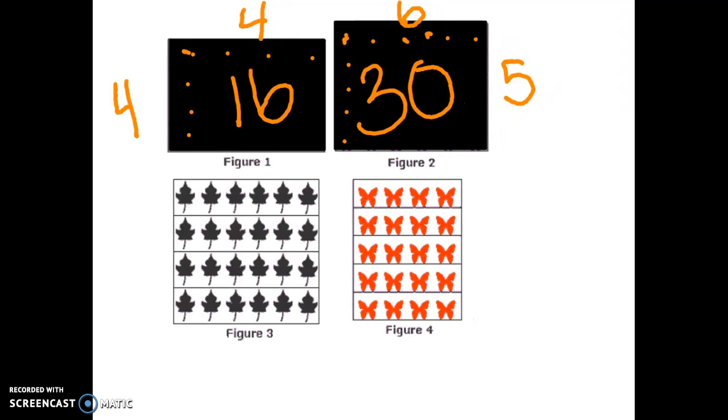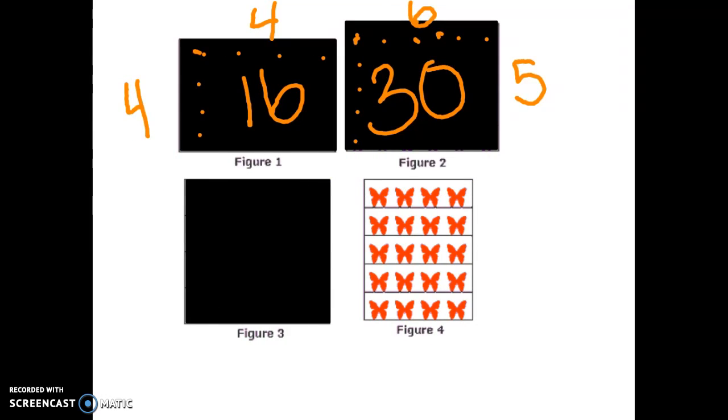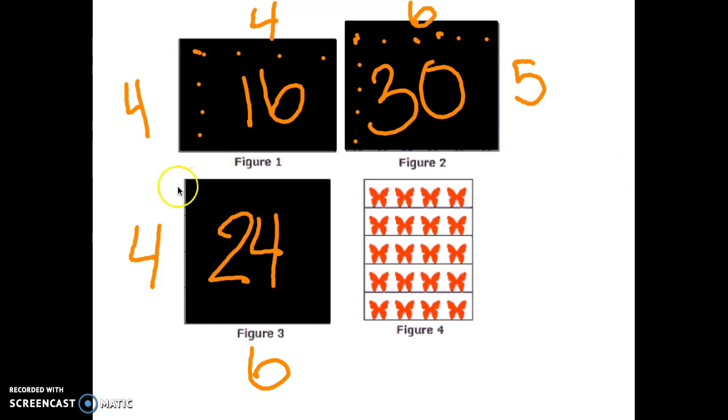So, same thing here. I'm going to go ahead and hide it. Tell you that it is 4 by 6, for, I think there were leaves. You're going to tell me how many leaves are behind this black square. Well, you know that 4 times 6 equals 24. So when I remove the square, there should be 24 leaves. And let's find out if we're correct.